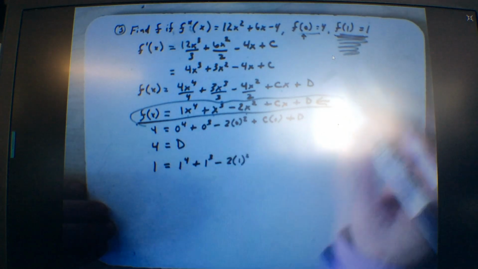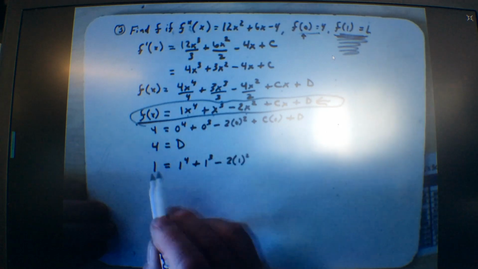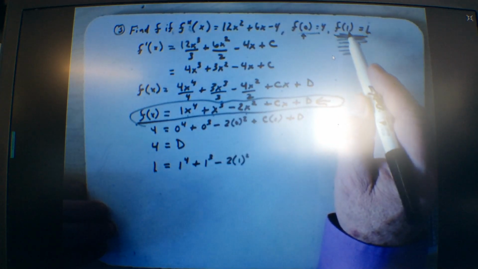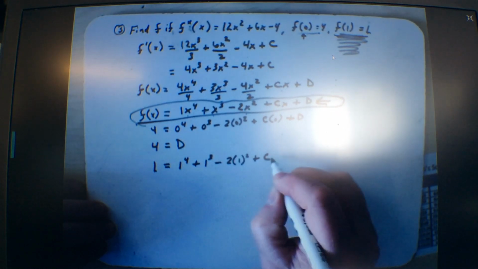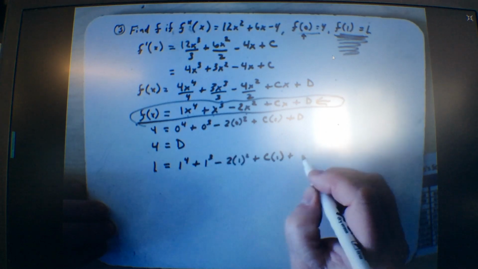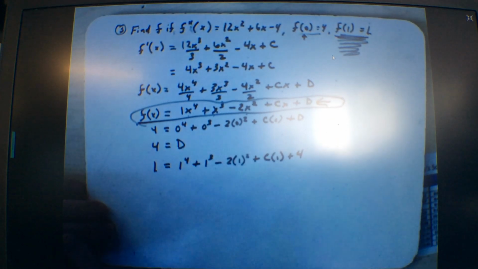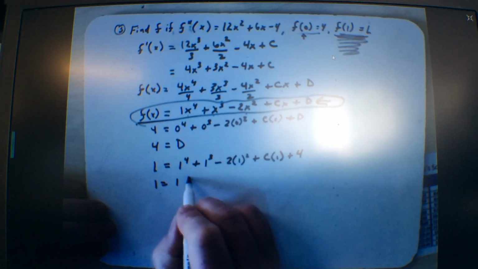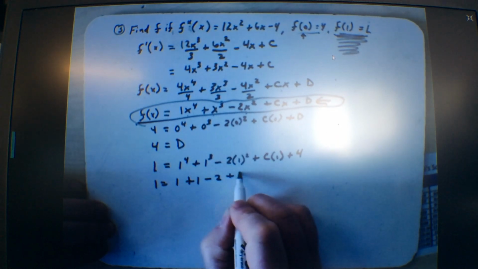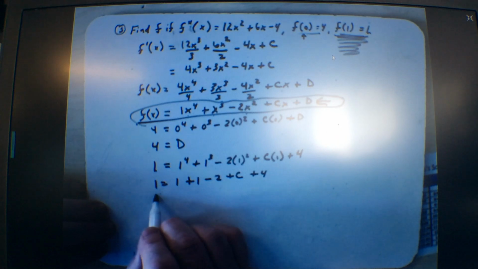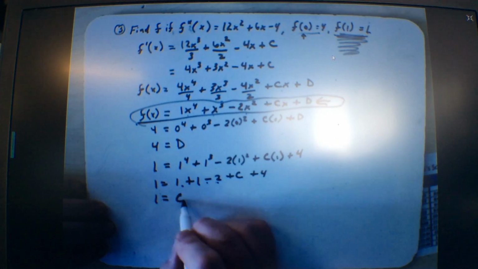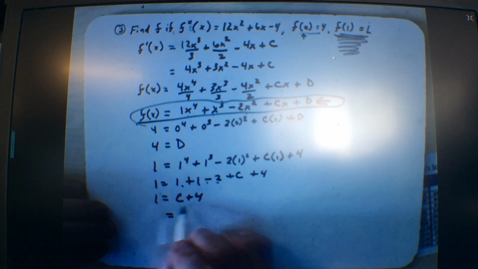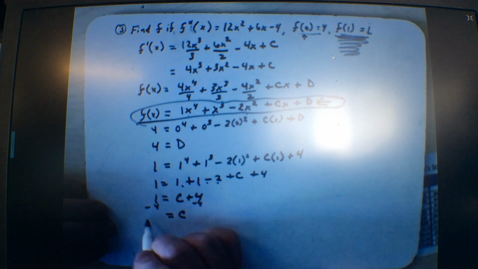So I put 1 into the f of x, just the regular one, right? And then I put c times 1. And then what's d? 4. And so I plug it all in like that. And so what I get is 1 equals 1 plus 1 minus 2 plus c plus 4. So if I do the math, 1 plus 1 is 2, 2 minus 2 is 0, and so I have c plus 4 equals 1. If I subtract 4 from both sides, I get c equals negative 3.